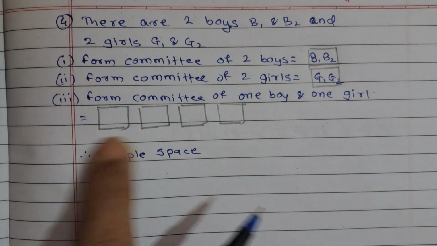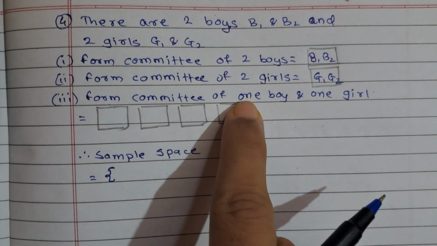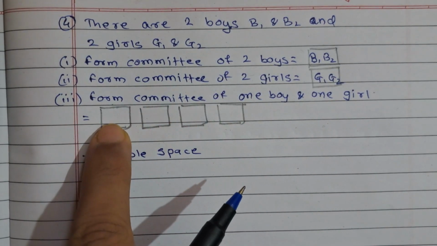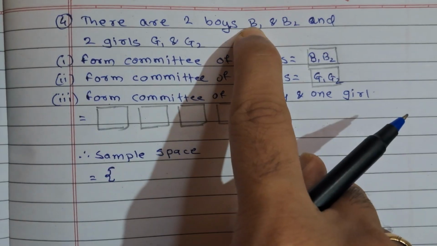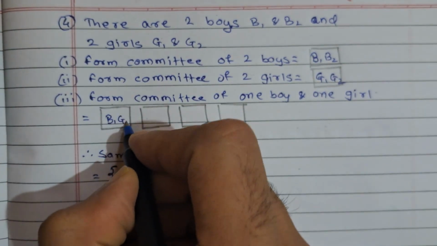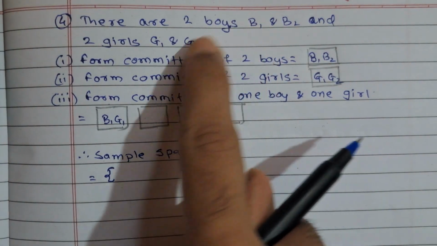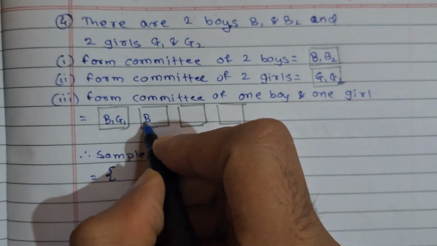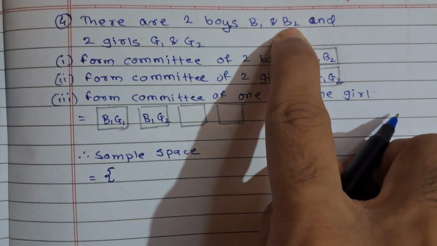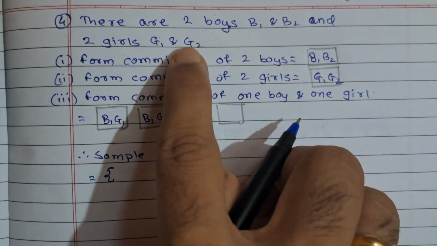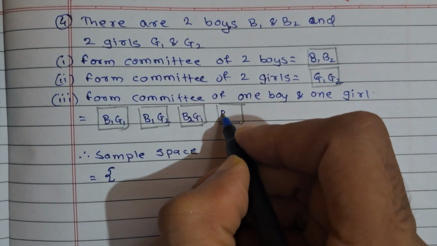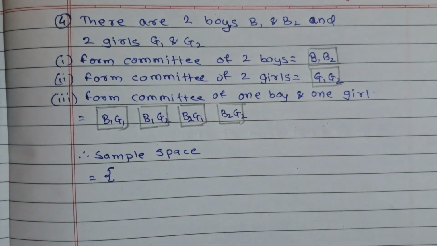Okay, now this is a bit tricky one. So it says form a committee of 1 boy and 1 girl. That means I have to write all the possibilities where I can have 1 boy and 1 girl. So let's say I am taking this boy B1 with girl G1. So this is the first committee, B1 G1. I could have taken this boy 1 with girl 2 as well, right? So let me put a second committee, boy 1 with girl 2. I could do the same with boy 2 also. Boy 2 with girl 1 and boy 2 with girl 2.